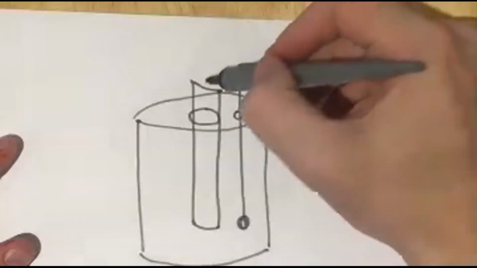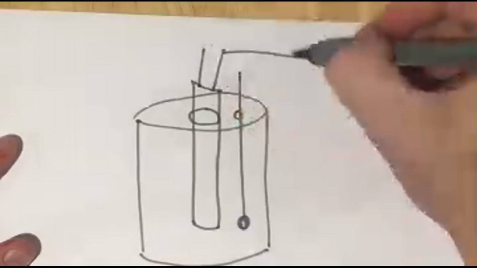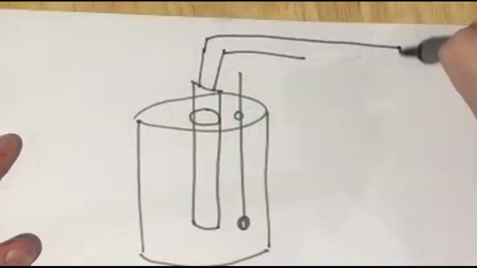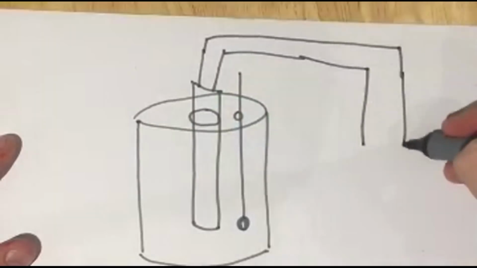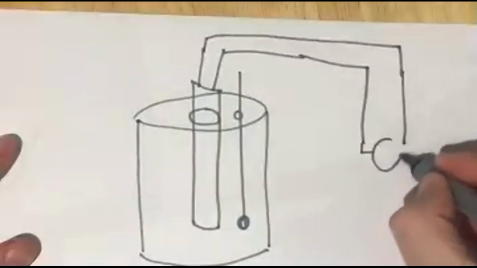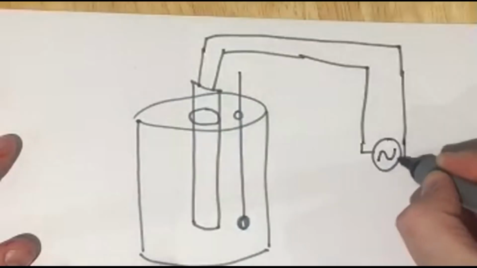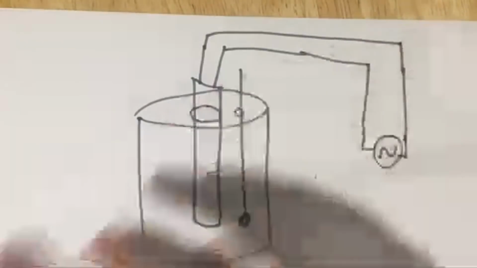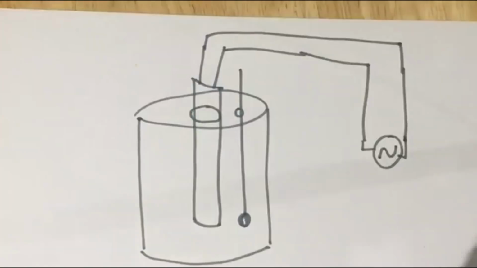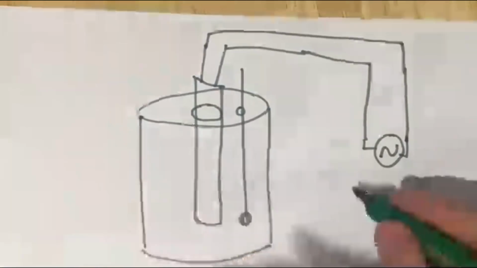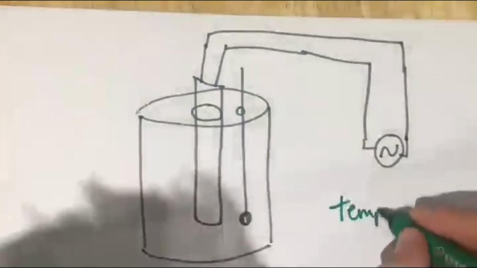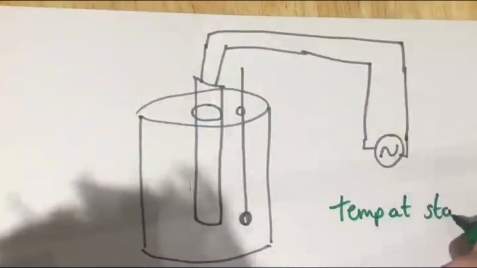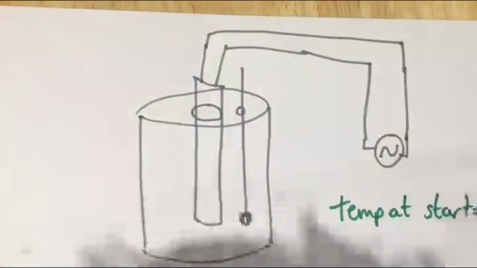That immersion heater you then connected to the electricity. I'm going to do that because it's actually an alternating current, but don't worry about that. So how do you do this practical? What you do is you put the heater in, you put the thermometer in, and you measure the temperature at the start. Say that is 20 degrees.